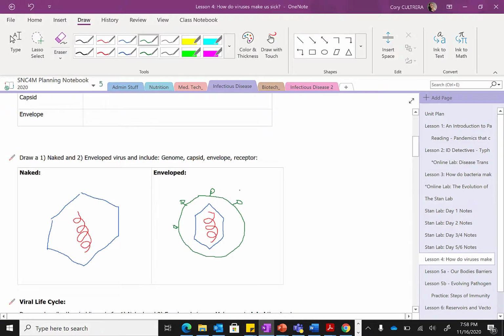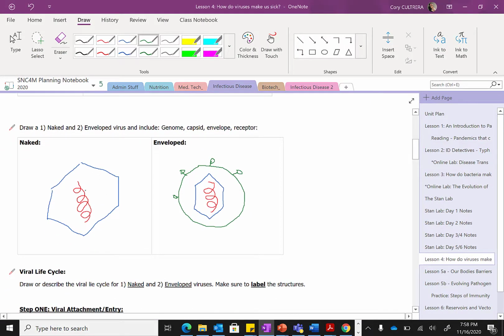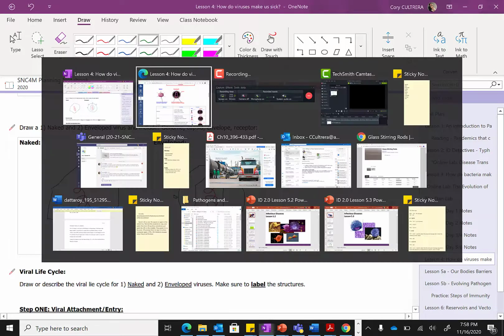So you can see my example here. I just drew a really quick example of what that looks like. Make sure you label your drawings. And I've only partly drawn in here some of these cell surface molecules, these proteins, that are actually really crucial. We'll talk once we get into the life cycle about what those do and why they're important for envelope viruses.